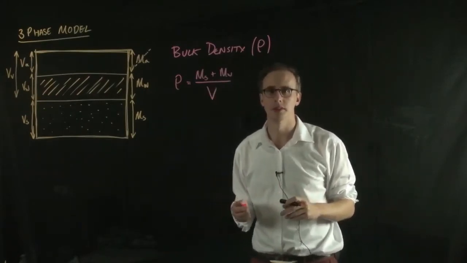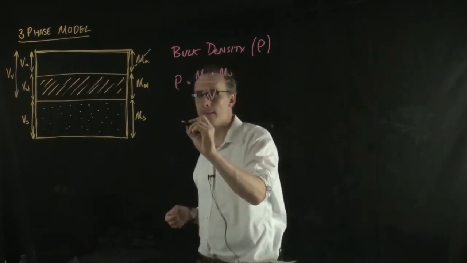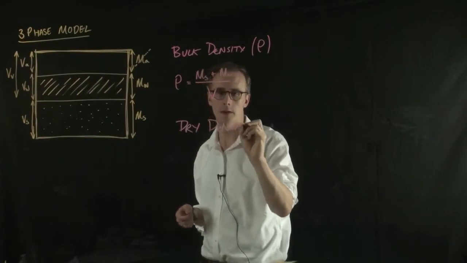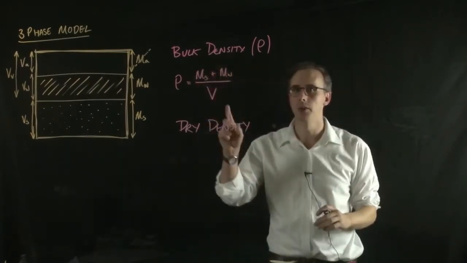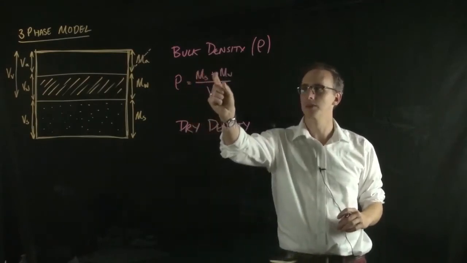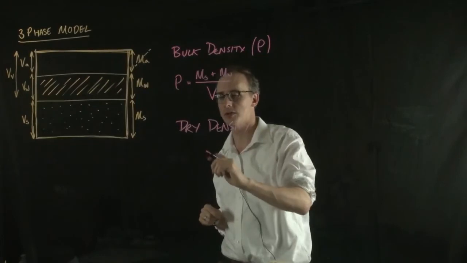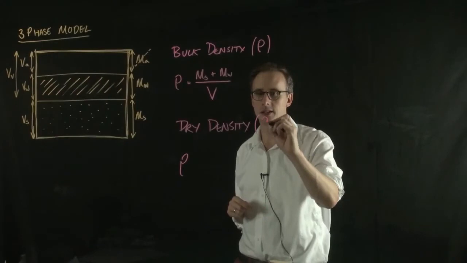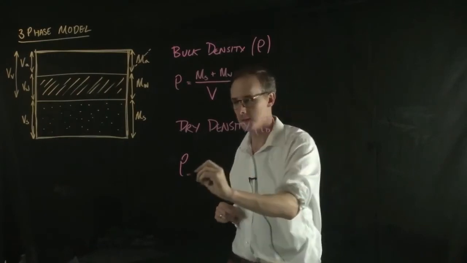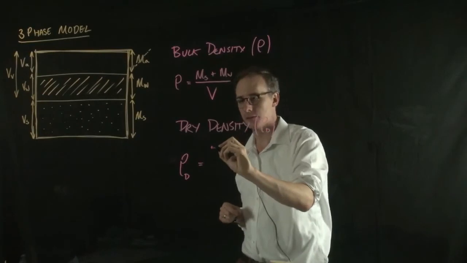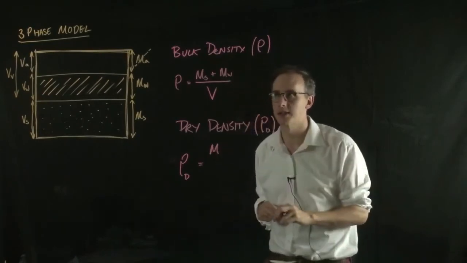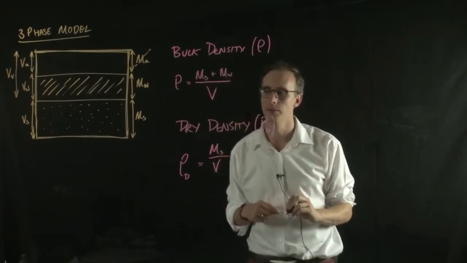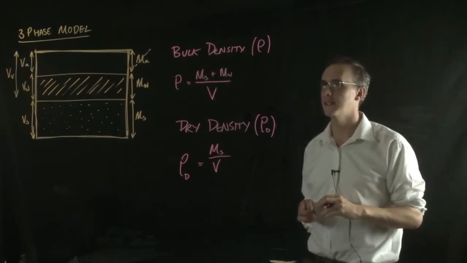Another useful parameter to define is the dry density. Which is really just the bulk density with the mass of the water removed. So if we take the mass of the water out of it, we'll have the dry density. So we give the dry density the symbol rho subscript d. And if we just pick out the mass of the water from this equation, it becomes the mass of the solid divided by the total volume. So that's the dry density.